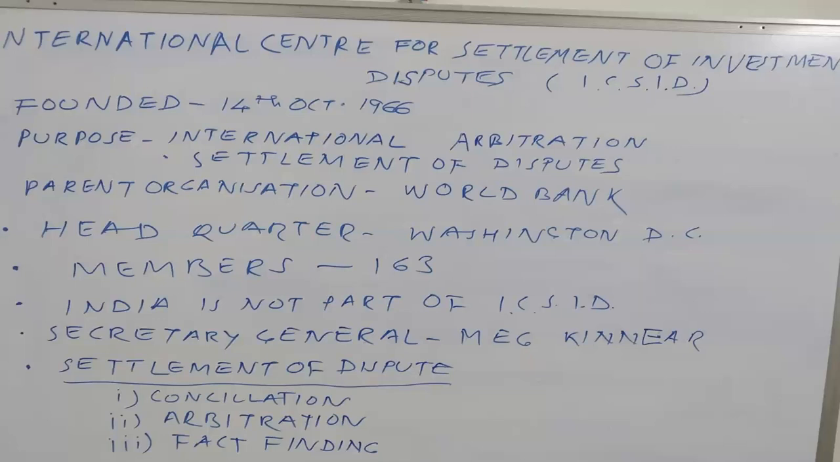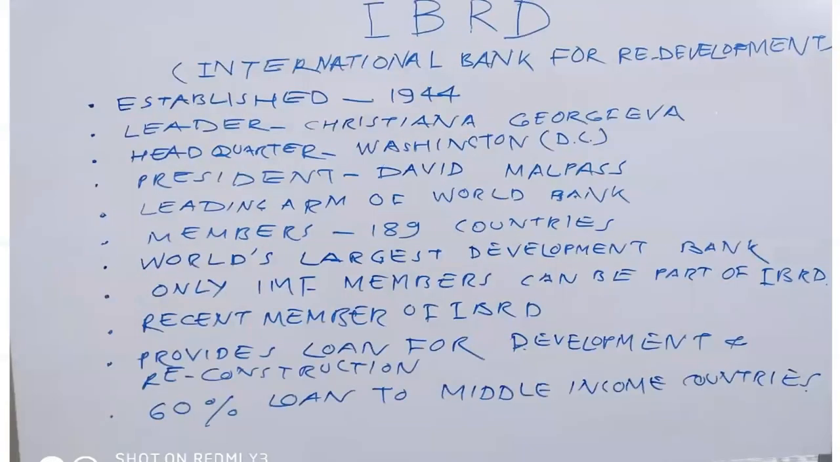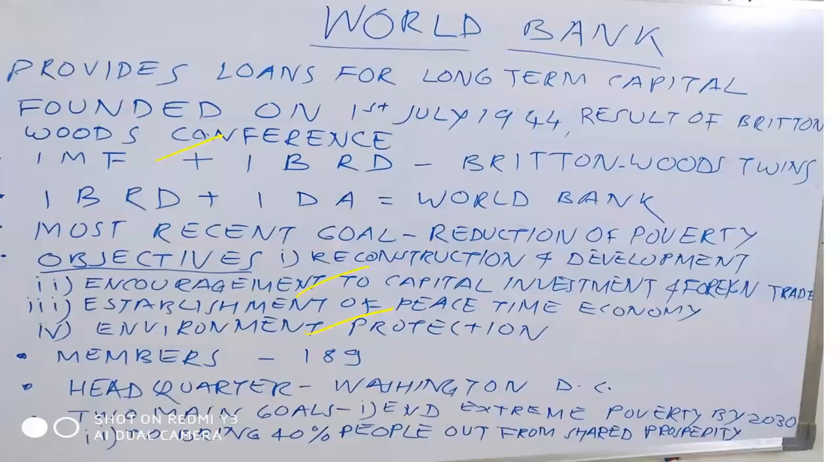The Secretary General is ... and settlement of dispute is done in three steps. First is the conciliation, then arbitration, and third is the fact finding. I hope this ICSID is clear. You can just take a screenshot, it will help you to recall. Let me bring this slide, it will be helpful.